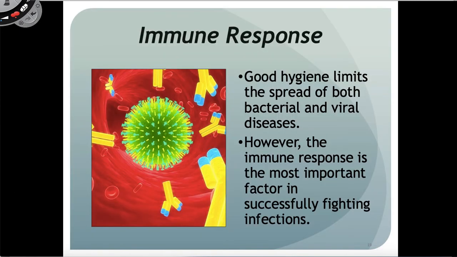So we know that good hygiene limits the spread of both bacterial and viral diseases. So that's why we need to wash our hands constantly. We get rid of the virus by washing our hands with soap and water. Making sure that if we cough, we cover our cough, that we cough into the inside of our elbow, and that once vaccines are available, we do become vaccinated to elicit that immune response so that we can keep fighting these pathogens or these viruses.